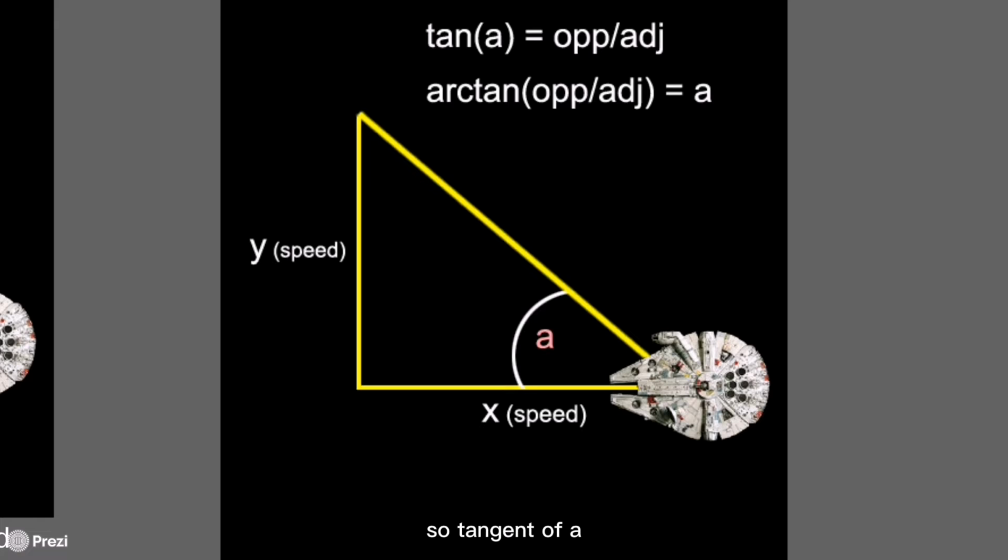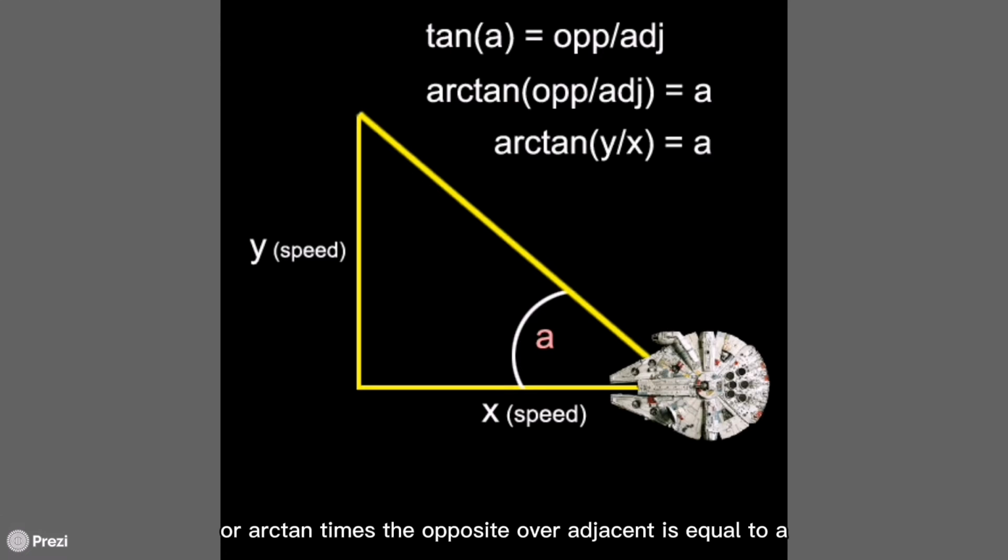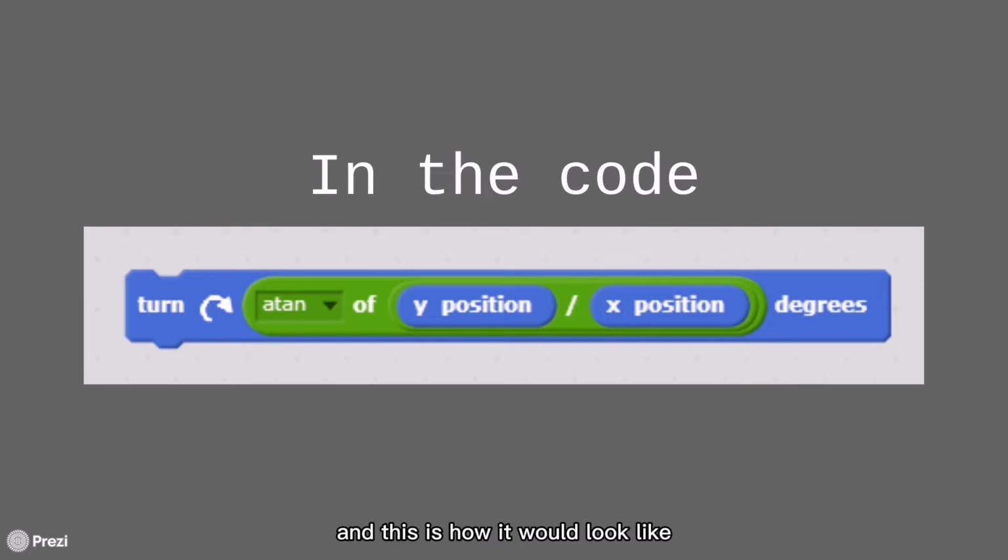So tangent of A is equal to the opposite side over the adjacent side. And when manipulating that, we can actually solve for the angle A by the inverse of tangent, or arctan, times the opposite over adjacent is equal to A. And this is how it would look when putting it into code when programming the game.